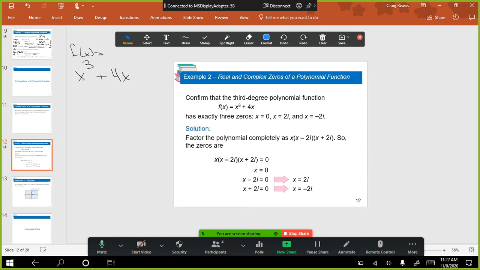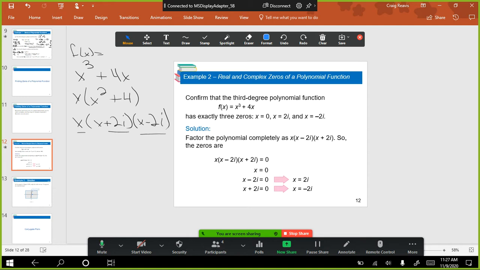Actually, I'll show you a couple ways to get to this answer. First of all, we always have to factor out the common factor. Right here, there's an x common to both terms. When I factor out the x, I'll be left with x squared plus 4. Now that we've got imaginary numbers, we can factor x squared plus 4 as x plus 2i times x minus 2i. And so that's how they got these 3 factors.